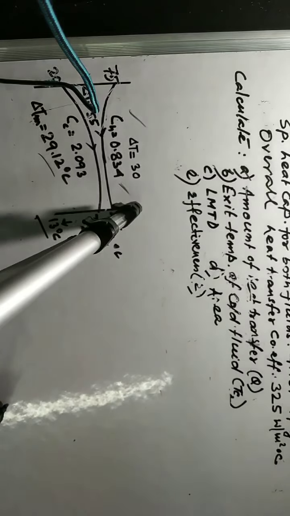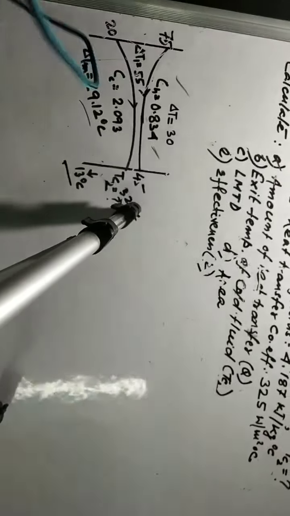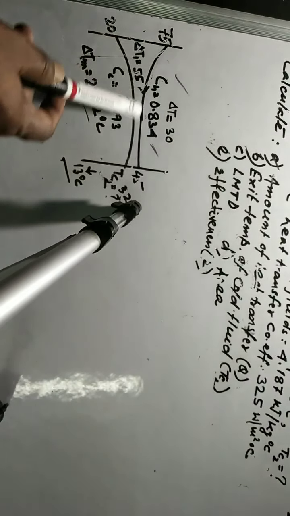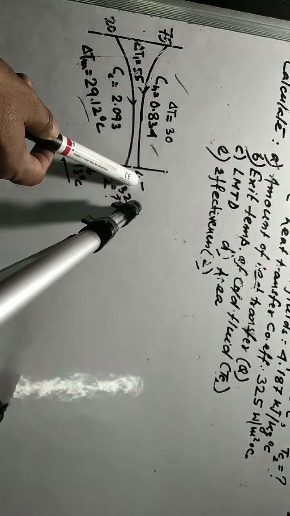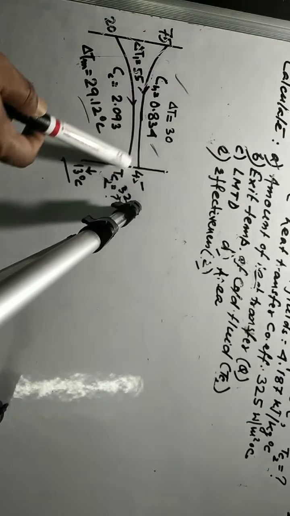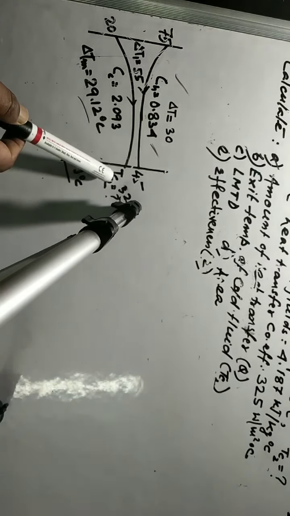Okay, so this is the heat exchanger. So hot fluid entry temperature 75, exit 45, cold fluid entry 20, exit temperature not given. We have to calculate it first.